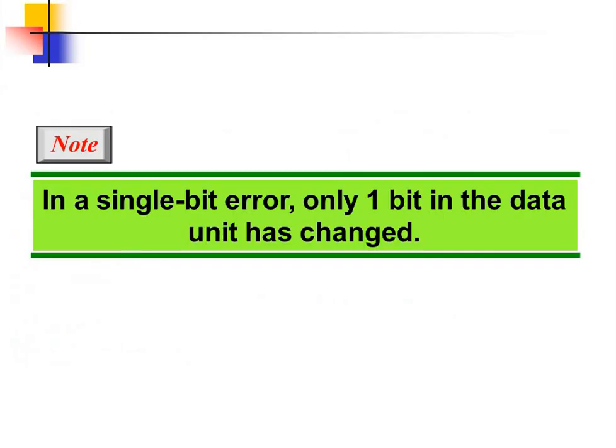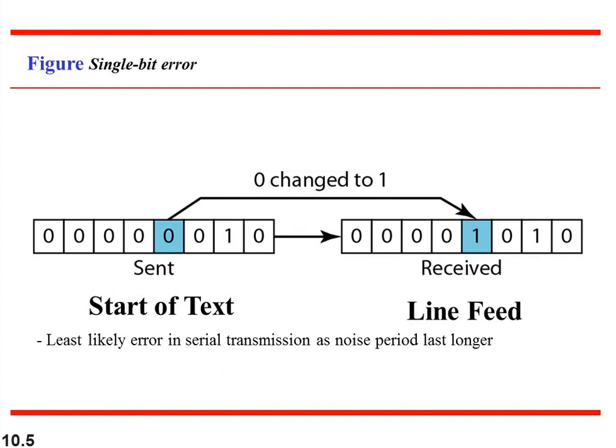So the errors are of two types. The first one is a single bit error and the other is a burst error. Single bit error means only one bit in a data unit has been changed. Let us consider that you are sending 00000010, this is your transmitted data. Instead of that, if you receive 00001010 as the received data, that means the fourth bit is changed from 0 to 1. So in 8 bits only one bit has changed, and this is called a single bit error.